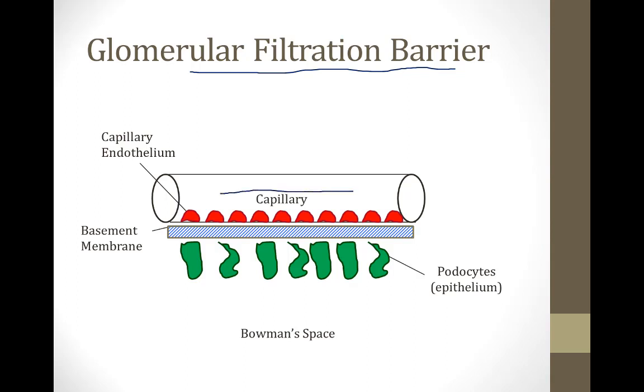So if we draw some blood moving through the capillary here, if it wants to send parts of the blood into Bowman space, it must go this way through all three of these layers. So the first layer is the endothelium of the capillary. The second layer is the capillary basement membrane. And then the third layer are these cells called podocytes.